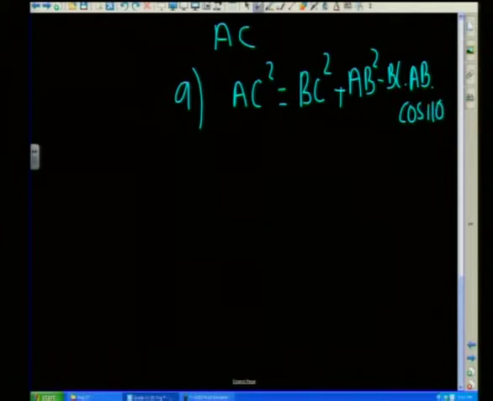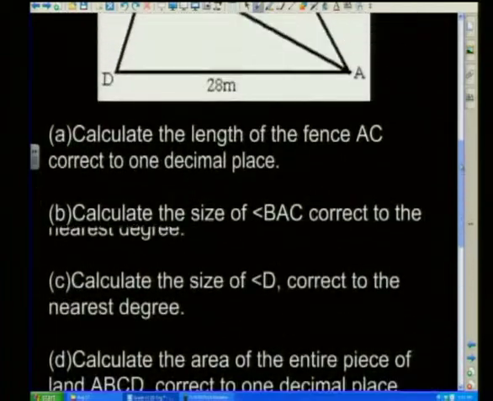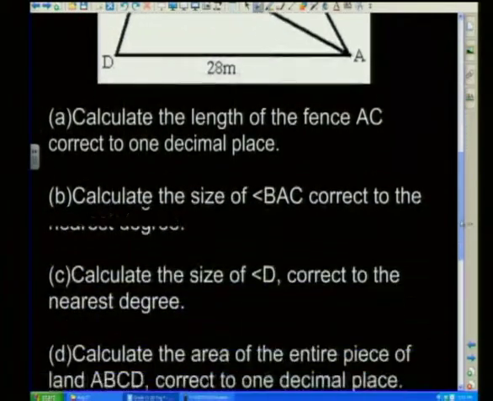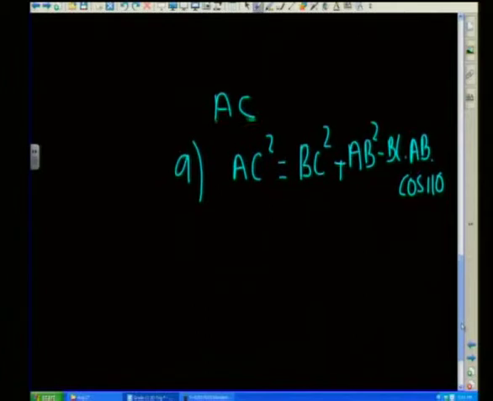Okay, so let's just go up to that diagram and show you that all we're doing is just applying the cos rule. So we've got AC squared is equal to BC squared plus AB squared minus 2BC times AB, cos of the included angle. Okay, so now all we've got to do is put in our values.